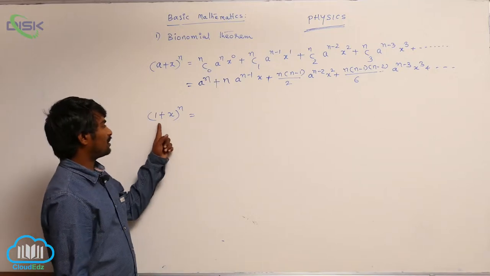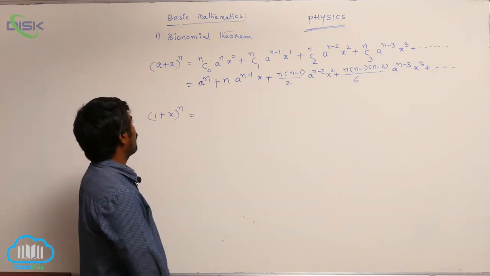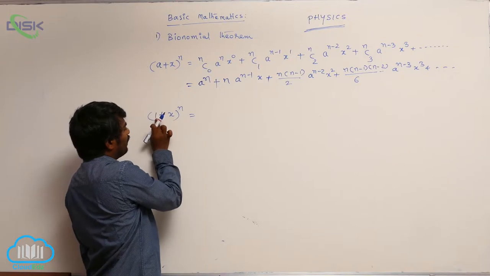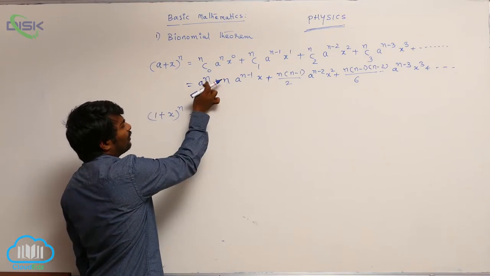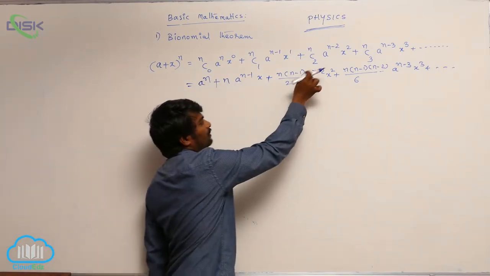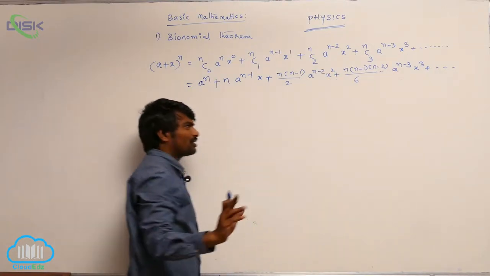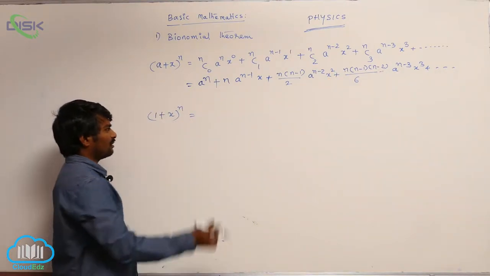Let me expand this (1 + x)^n. So wherever a is present, I have to write 1. So 1 power something, 1 power something, 1 power something, 1 power something is always 1 only. That's why I am not writing that term.